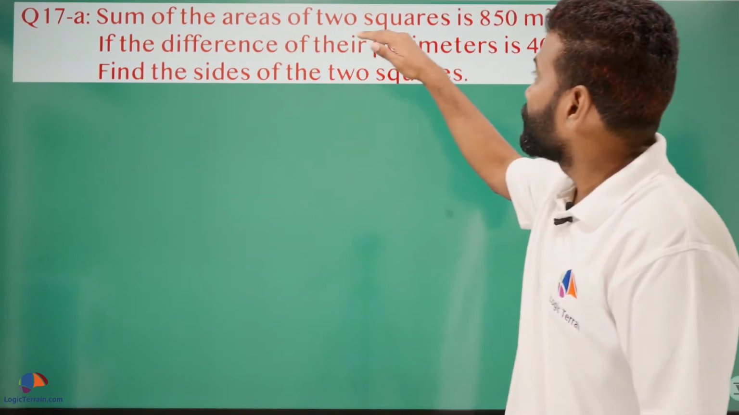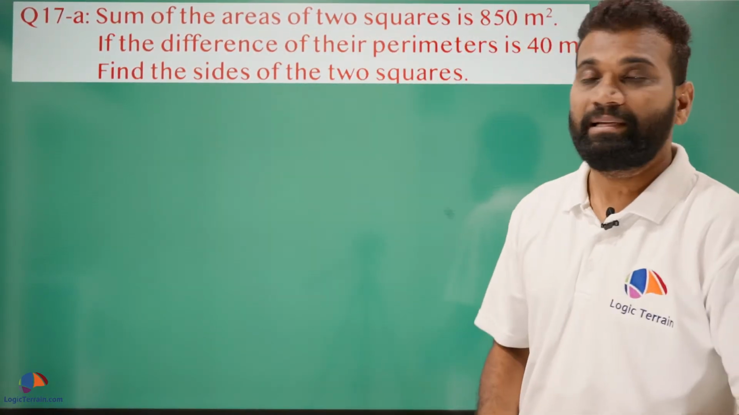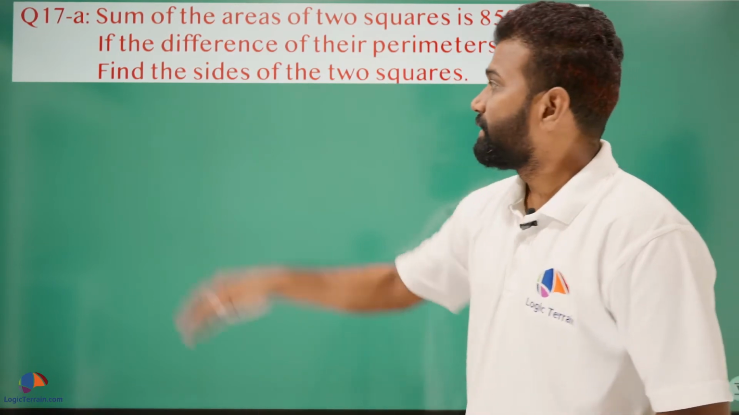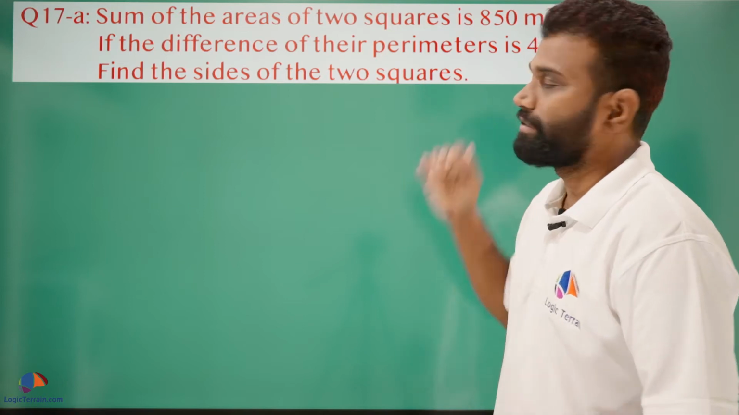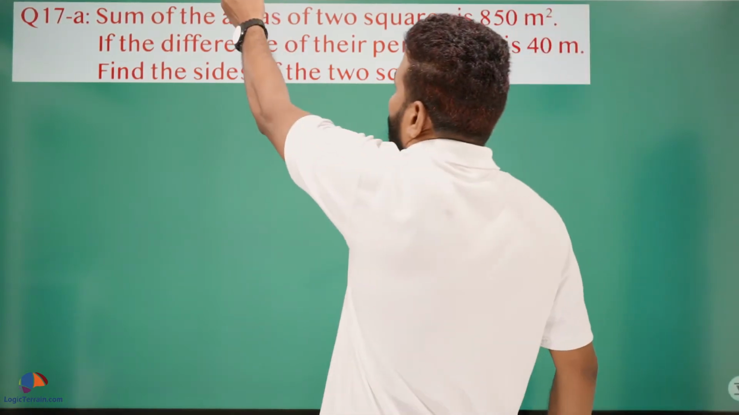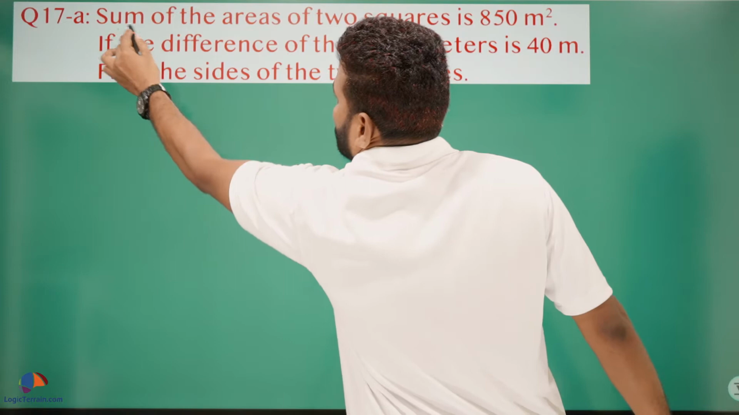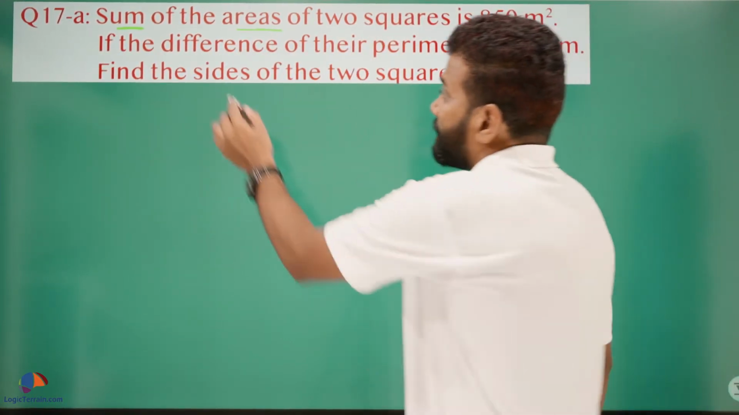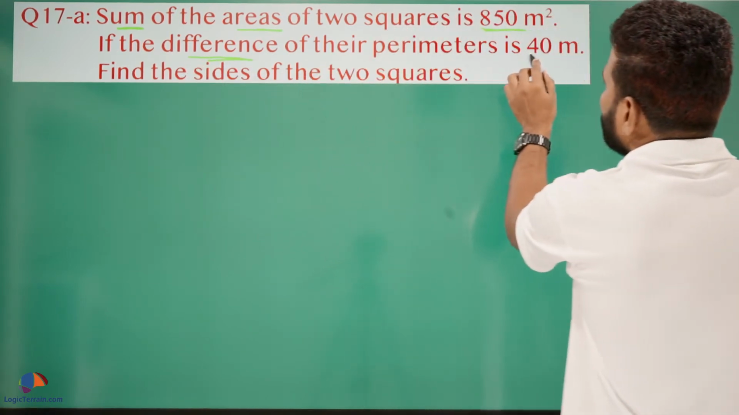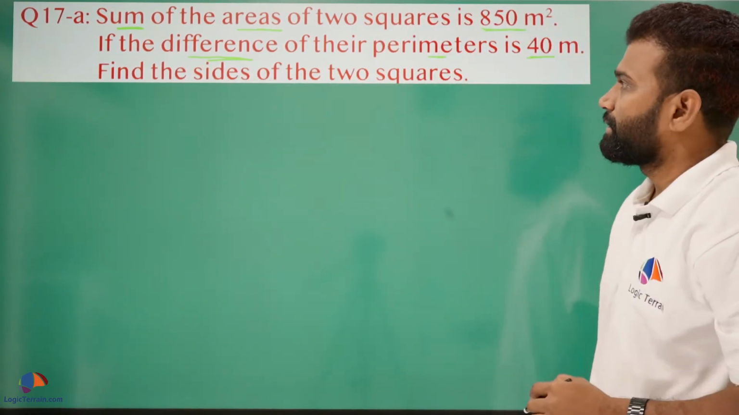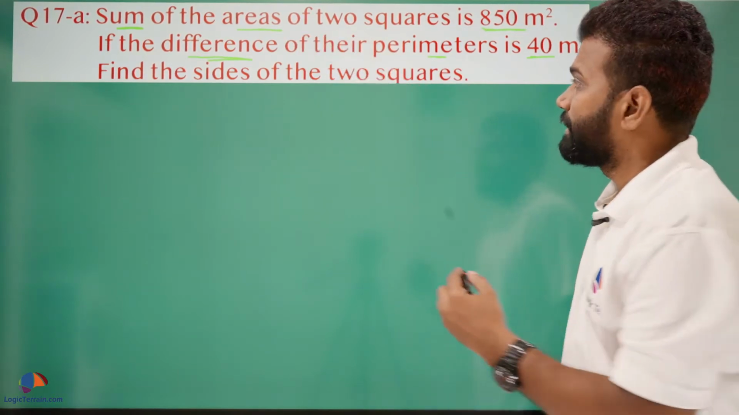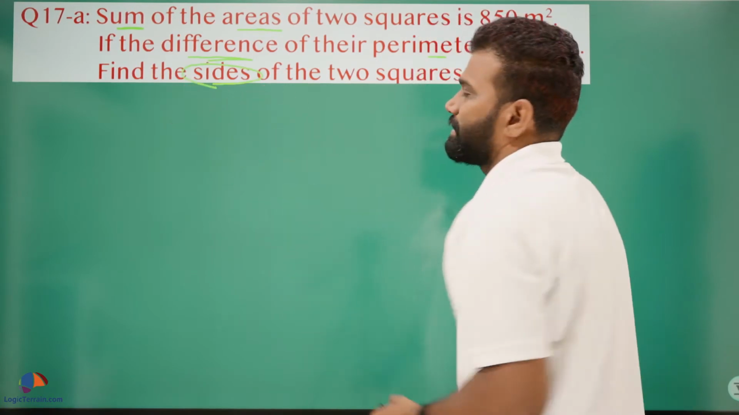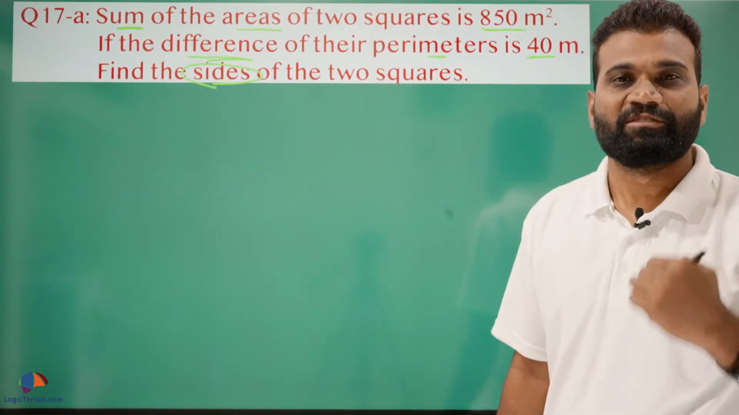Sum of the areas of two squares is 850 meters square. If the difference of their perimeters is 40 meters, then find the sides of the two squares. It is given the sum of areas of two squares is 850 meters square and difference of their perimeters is 40 meters. By making use of this information, we have to find sides of those two squares. So let us visualize this information.